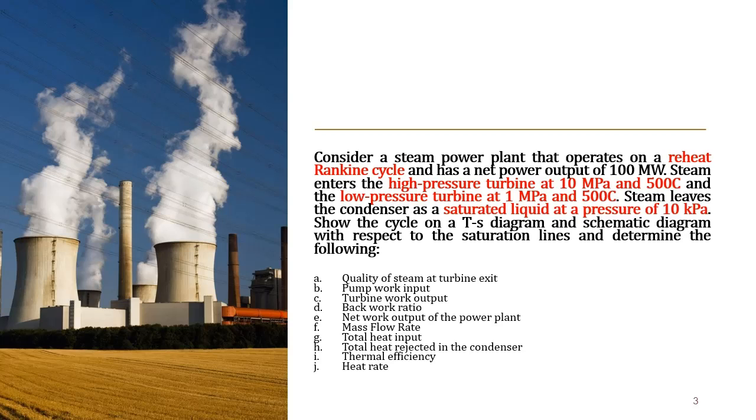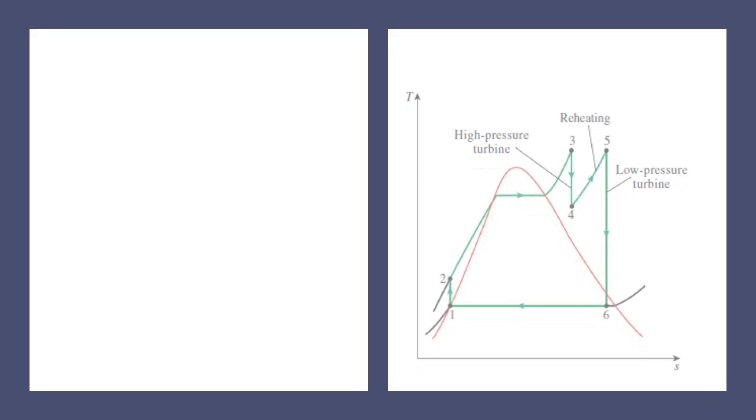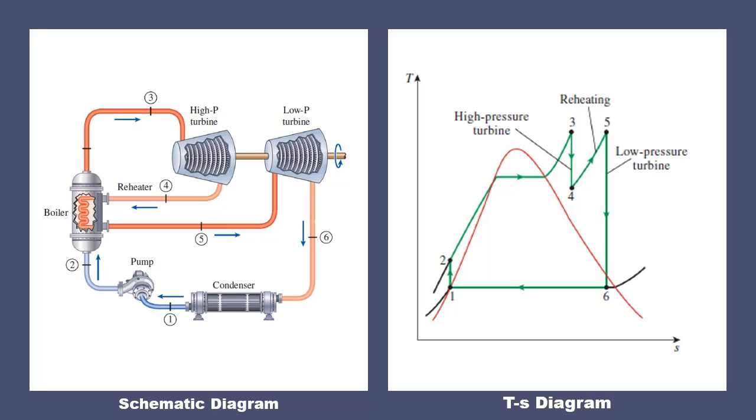So based on this given, we have a condenser pressure of 10 kilopascal, a boiler pressure of 10 megapascal. The intermediary pressure is 1 megapascal. This is the pressure at the reheating. We illustrate this given on a TS and a schematic diagram. So this is how the schematic diagram looks like.